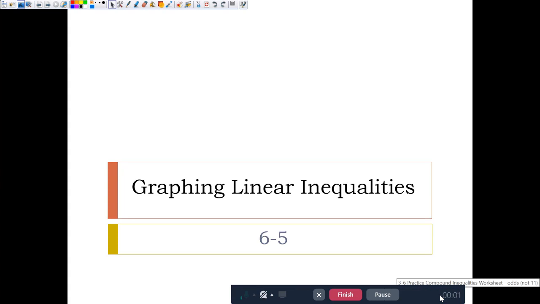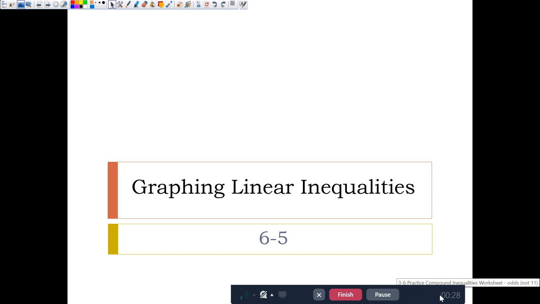So we've graphed linear equations, y equals mx plus b, where we plot the point b and then we use the slope m to do rise over run and then to draw a line. This is extremely similar. The only thing that's different is that we're going to be doing some shading because sometimes it's a greater than or equal to, so it's everything that's greater than that, and sometimes it's less than or equal to, so it's everything that's below that.